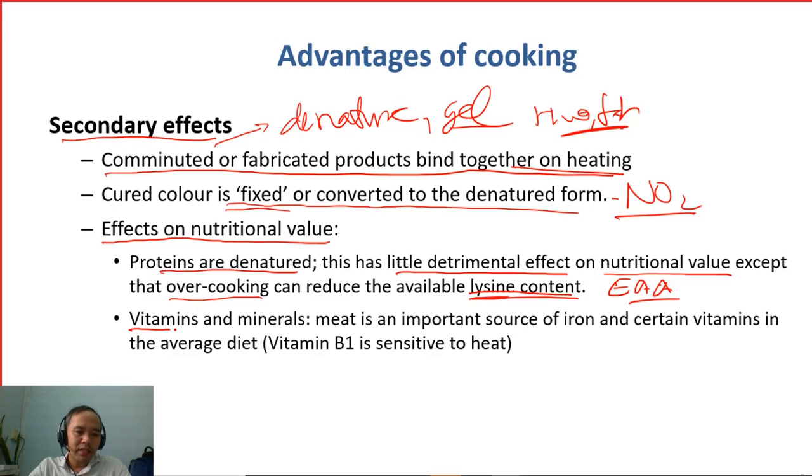And for vitamins and minerals, when we do cooking, we will reduce a certain amount of heat-sensitive vitamins like vitamin B, which is sensitive to heat in meat. We may lose some.